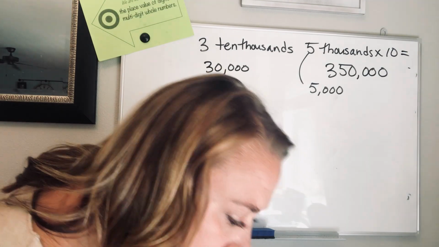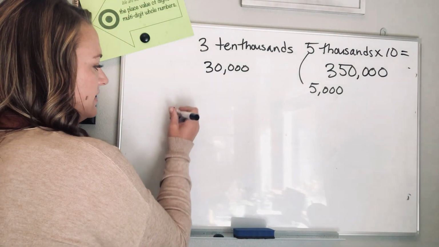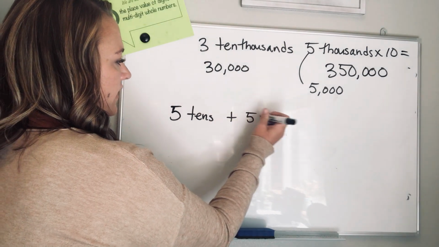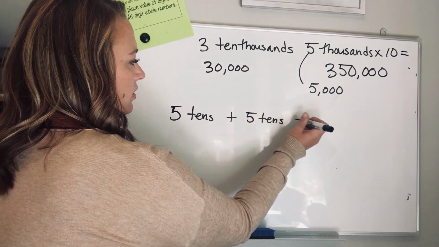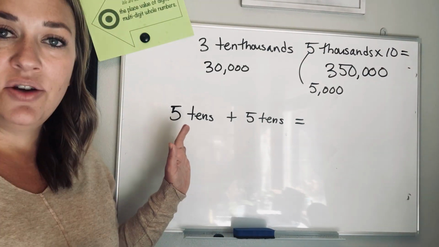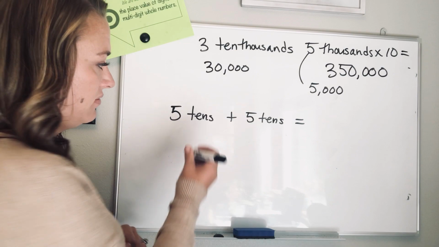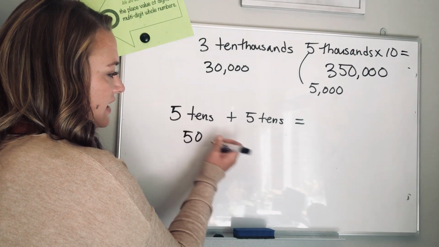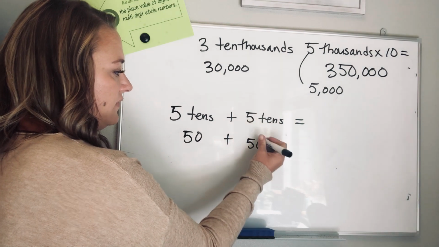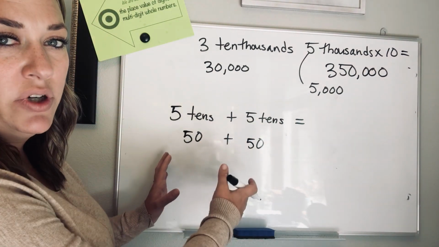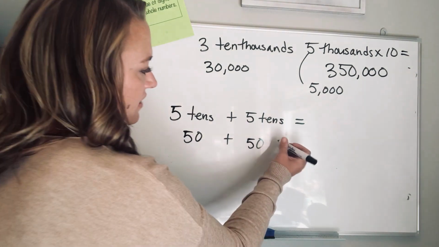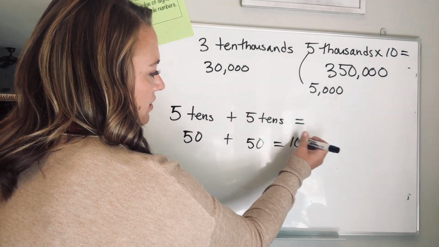So another example would be 5 10s plus 5 10s. What would that be equal to? Well, 5 10s I know is 50. So I can rewrite that in standard form. 5 10s I know is 50. So now that looks more similar to what we do with addition, right? 50 plus 50 is going to give me 100.